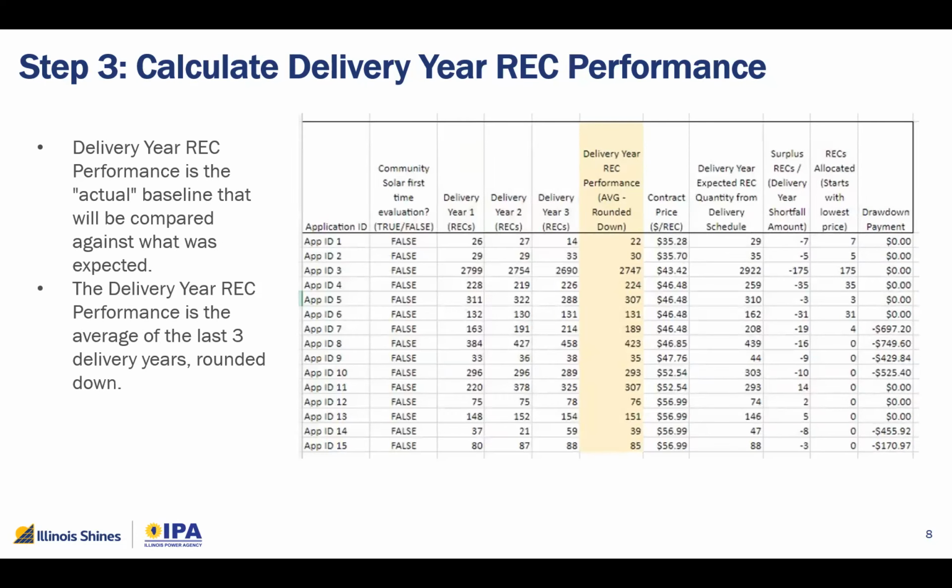Step 3 is to calculate the delivery year REC performance. So this is where we establish the actual baseline that will be compared to what was expected. This is also that 3-year average that we talk about. So it's just the average of the last 3 delivery years rounded down. For example, application 1, the REC performance is considered 22 RECs, which is really just the average of 26, 27, and 14 rounded down.